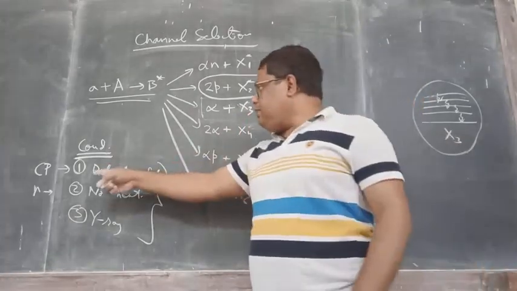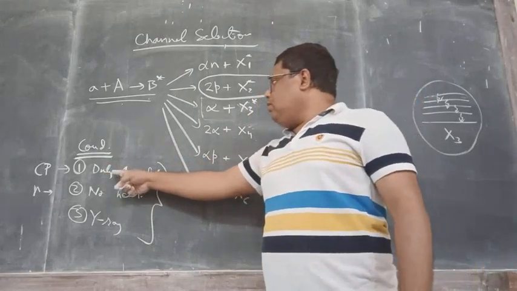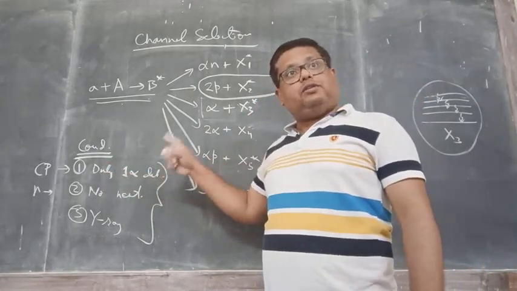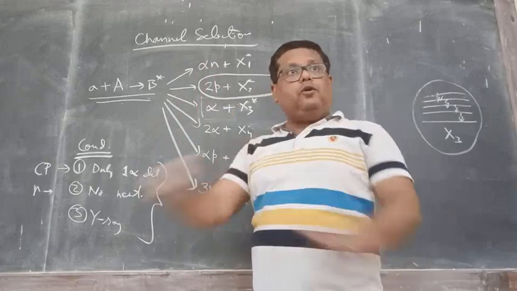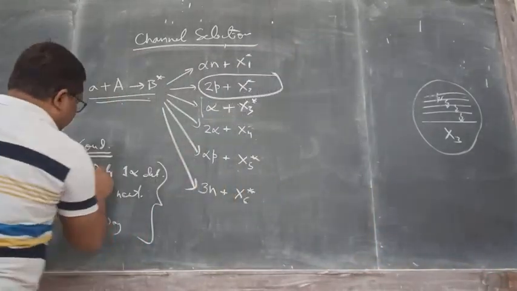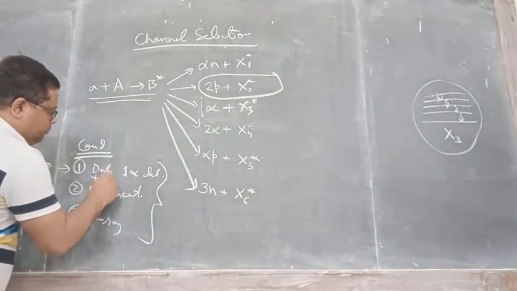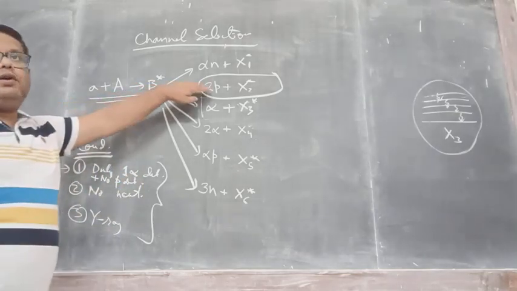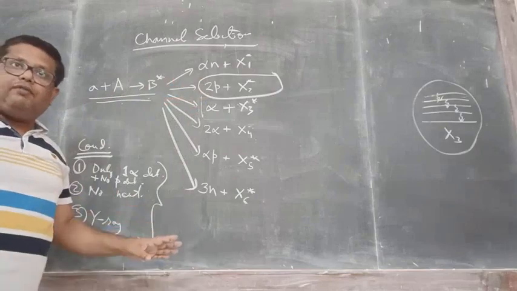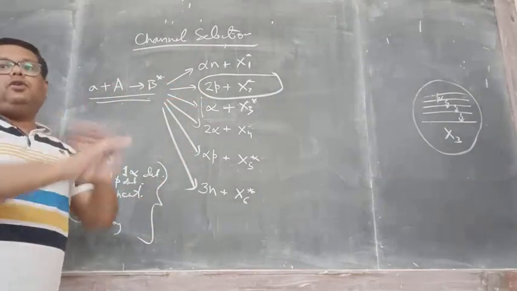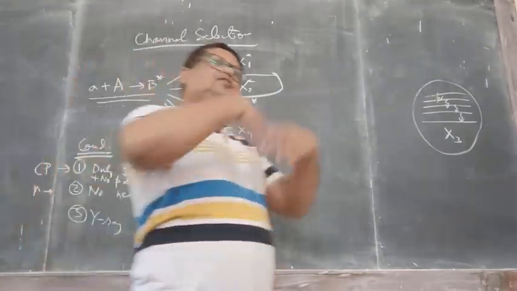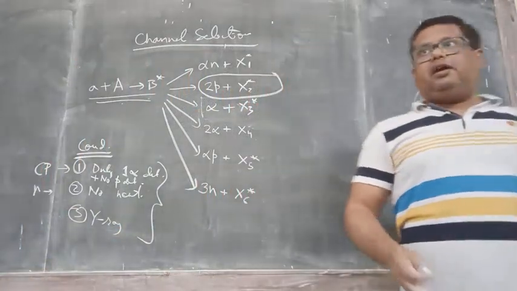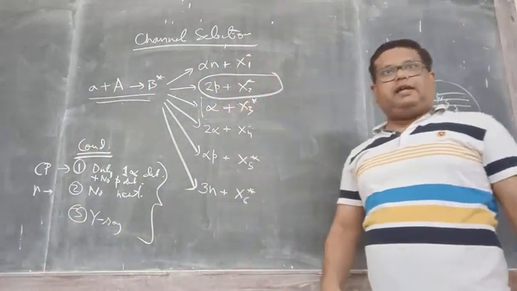Remember, when I am saying one alpha, only one alpha is detected, so this means only one alpha, no proton. One alpha plus no proton. Now for this one, I will put no alpha, two protons, no neutron, and then show me the gamma rays. This is how I will do the channel selection.